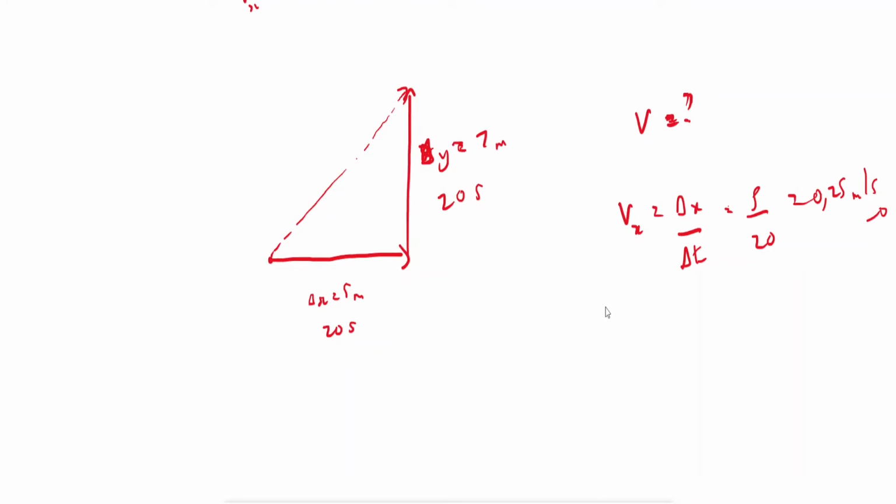All right. Then let me say they covered 7 meters in 20 seconds going up. So you could find your Vy. Your Vy is going to be equal to delta y over the time that they took to move up, and that becomes 7 over 20. Okay, so that's basically 0.35 meters per second.